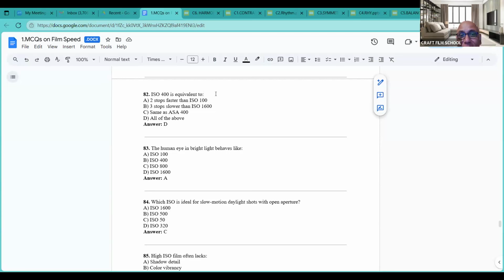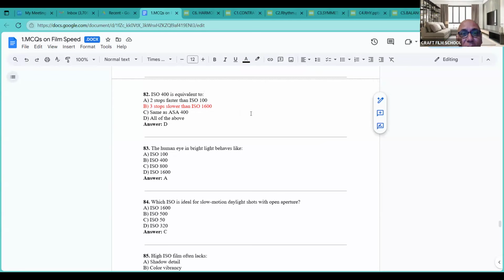3 stops slower than 1600. Slow means below. So 1600 goes to 800 as 1 stop, 400 is 2 stops, and 200 is 3 stops. Again, for this question of 1600, if I go 3 stops slower, 1 stop is 800, 2 stops is 400, 3 stops is 200. So this is wrong.